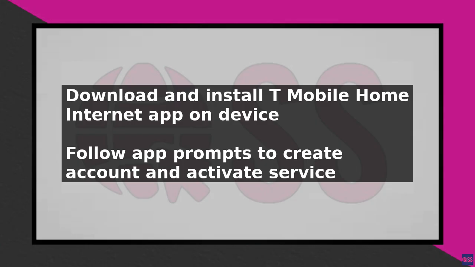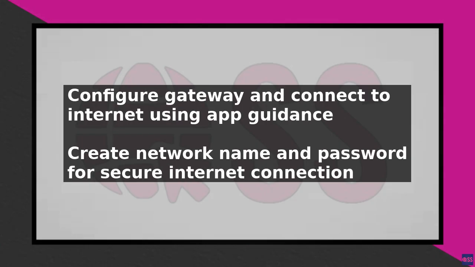You can also use the T-Mobile home internet app to manage your network and devices, including setting up parental controls and monitoring your data usage. To get the best performance from your T-Mobile home internet, make sure to place the gateway in a central location in your home, away from walls and obstructions. You should also update your gateway and app regularly to ensure you have the latest features and security patches.